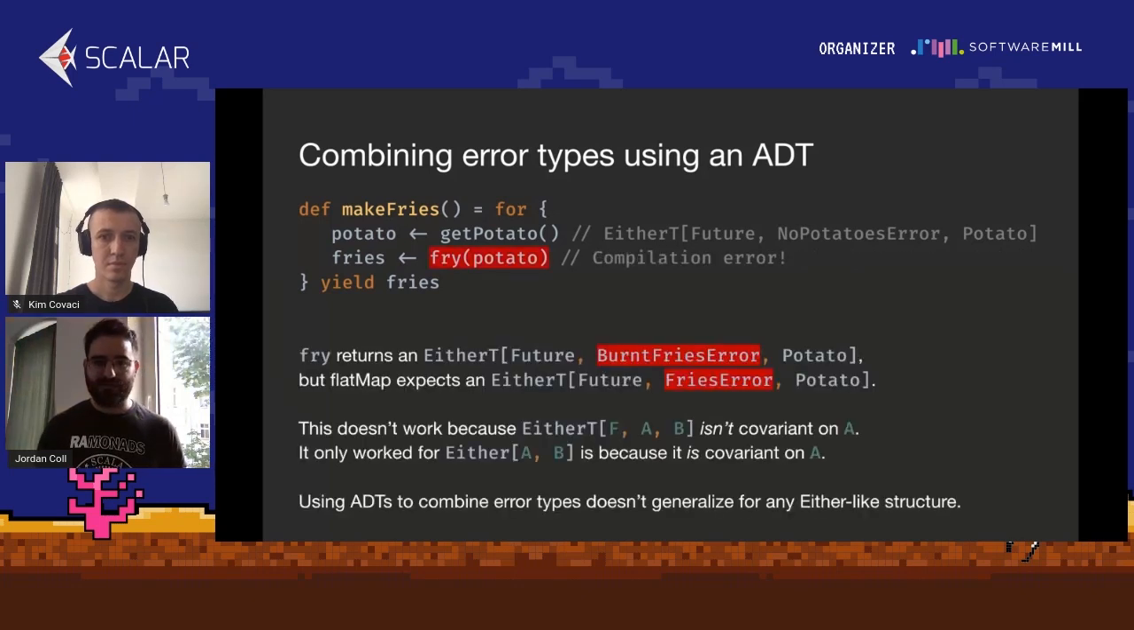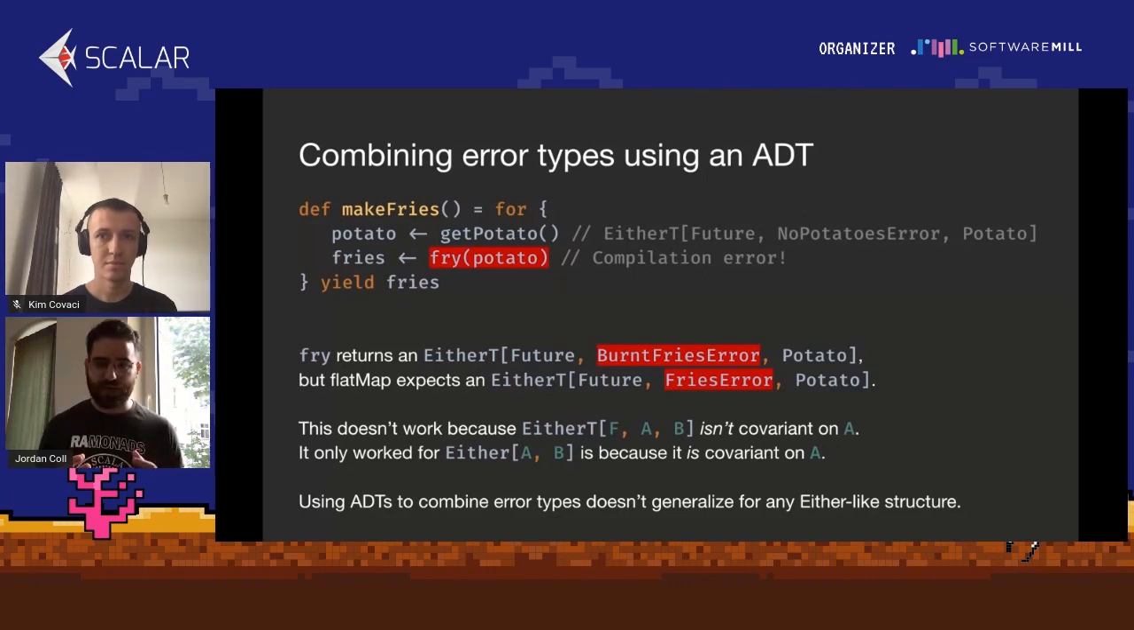And it doesn't compile. Well, what's wrong? Fry returns an EitherT with burnt fry's error on the left, and flatMap expects an EitherT with fry's error on the left, and burnt fry's error is a fry's error. However, EitherT isn't covariant on the left type. So it turns out that the only reason this worked for Either is because Either is covariant on the left type. Now, this is a bit of a smell for what a nice generalized solution would be.